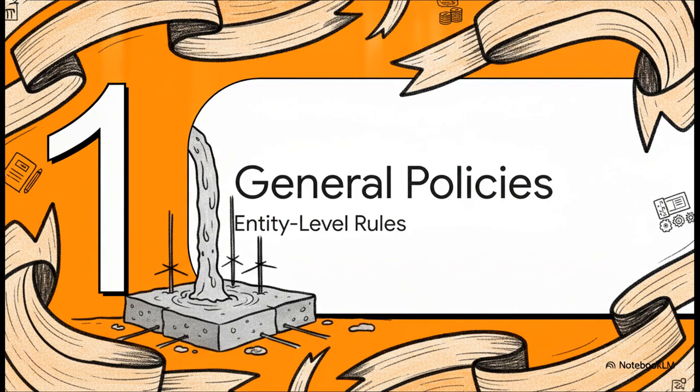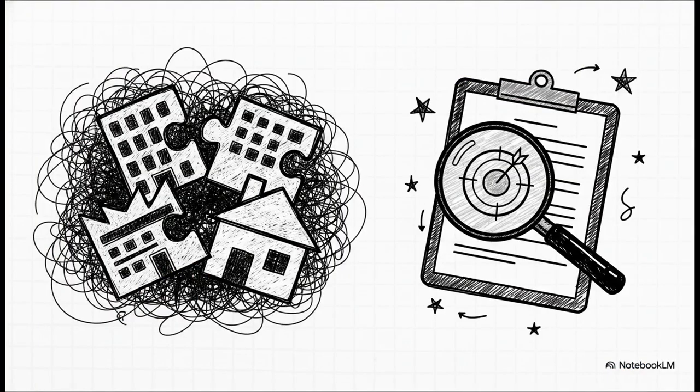Starting right at the foundation, we have our general and entity-level policies. These are the broad, sweeping declarations that anchor literally everything else in the document. Your ground rules begin right here. First up, the basis of presentation. This confirms we're actually using US GAAP, notes the fiscal year end, and clarifies whether these statements are consolidated or standalone. Next, you have your principles of consolidation.